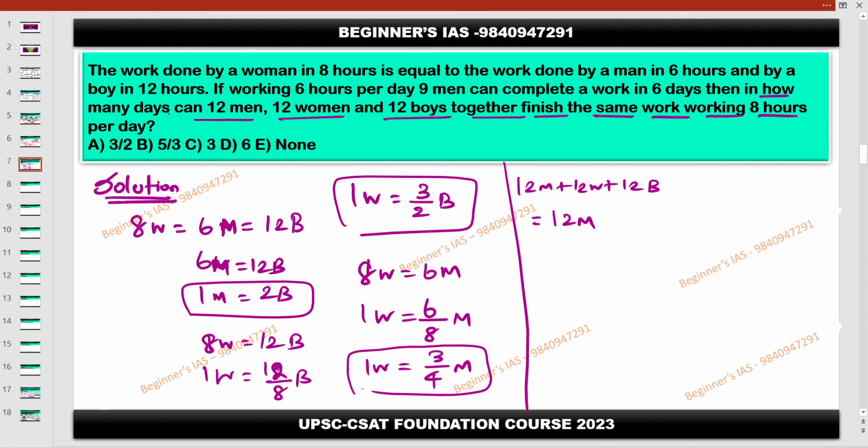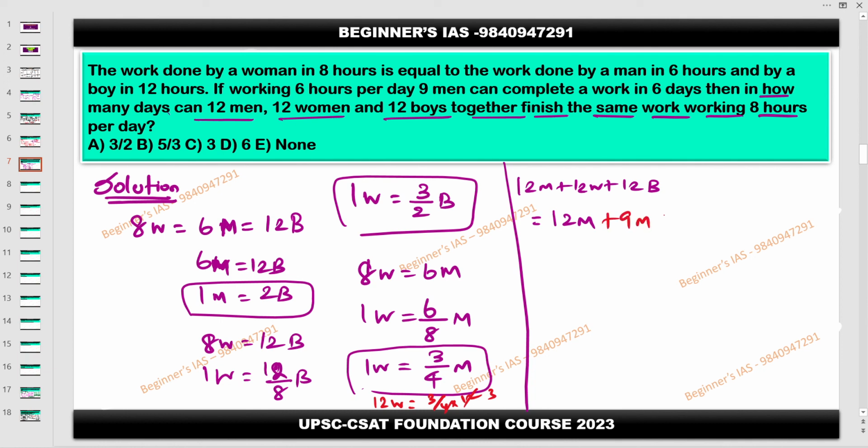Check here. Now listen, I am changing the color of the pen. Now listen carefully. 1 woman, then 12 women is equal to what? 3 by 4 into 12. Then this gets cancelled. Then 3, 9. Yes, sir. 9 men. 9 men. So then the boys here, right?